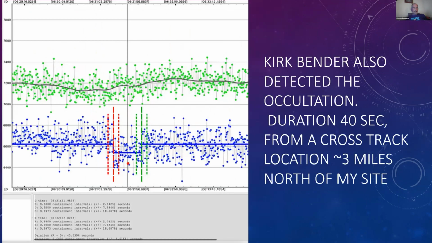This is Kirk Bender's data, and you can see he's got a little bit better camera and got a little bit more signal, I think, compared to mine. It's less noisy, just a little bit more compact. He got a 40-second interval for the event. I got 33 seconds, and we were only 3 miles apart, so they should have been about the same. So the actual interval, I don't know, 37 seconds or so out of a predicted 44.